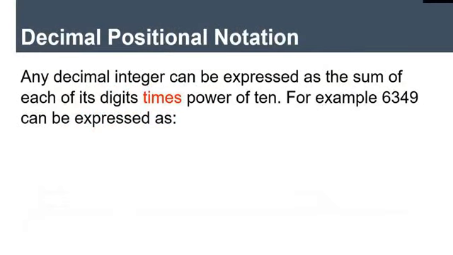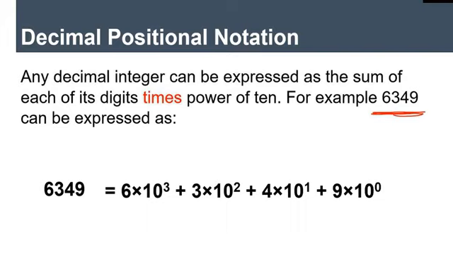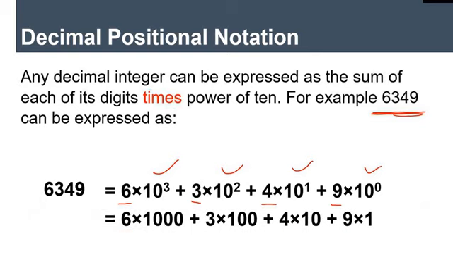Any decimal integer can be expressed as the sum of each of its digits times a power of 10. For example, 6349 can be expressed as 6349 equals 6 multiplied by 10 raised to the power 3, plus 3 multiplied by 10 raised to the power 2, plus 4 multiplied by 10 raised to the power 1, plus 9 multiplied by 10 raised to the power 0. Why this 9 multiplied by 10 raised to the power 0? Because we have to decrease the power from the first digit, not increase.